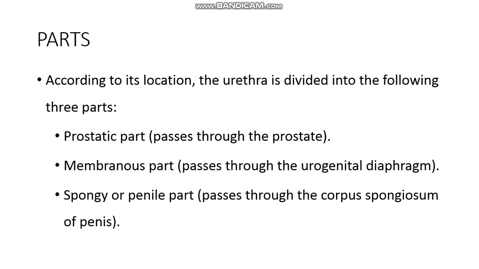Next we can see the parts of the male urethra. The male urethra is mainly divided into three important parts. That is the prostatic part, because it passes through the prostate. Then the second part, the membranous part, because it passes through the urogenital diaphragm. And the spongy or penile part, because it passes through the corpus spongiosum of the penis.